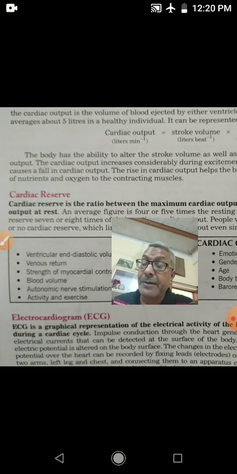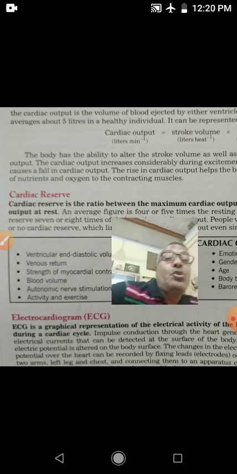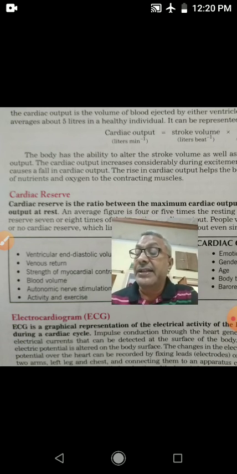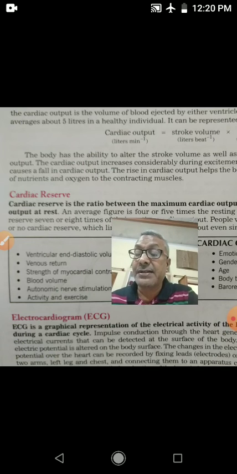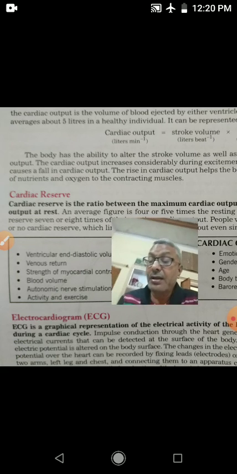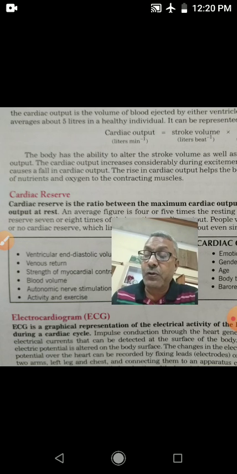So at the time of complete rest, cardiac output is less, but when he is doing some exercise, at that time cardiac output is maximum. So the ratio between the maximum cardiac output a person can achieve and the cardiac output at rest is called cardiac reserve. An average figure is 4 or 5 times the resting value.